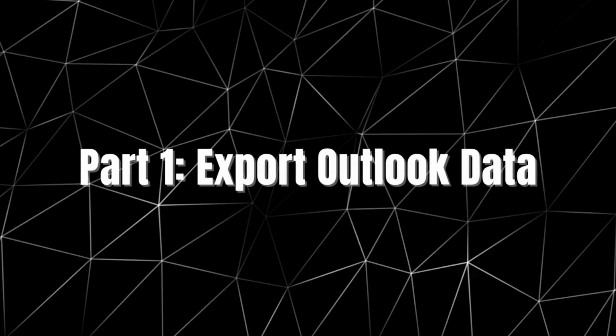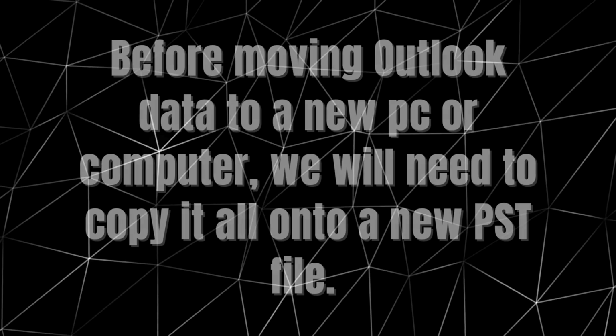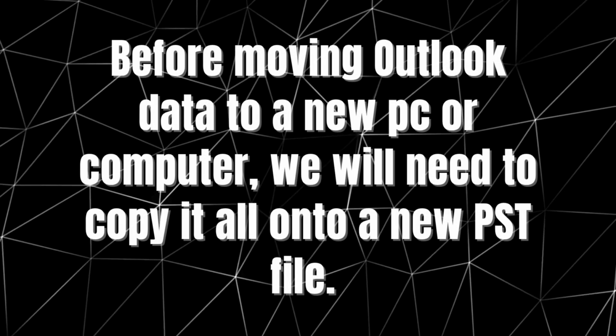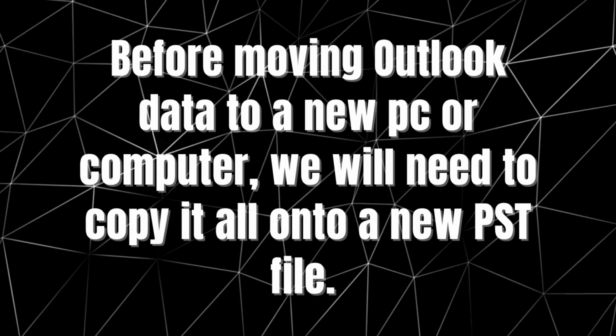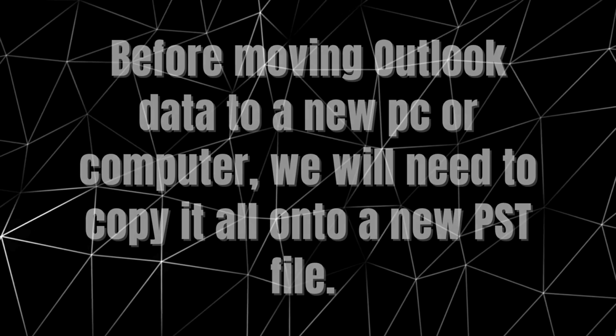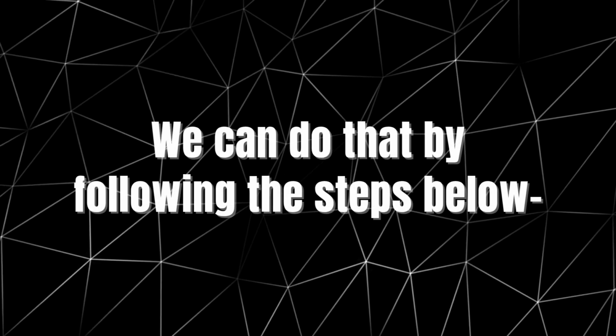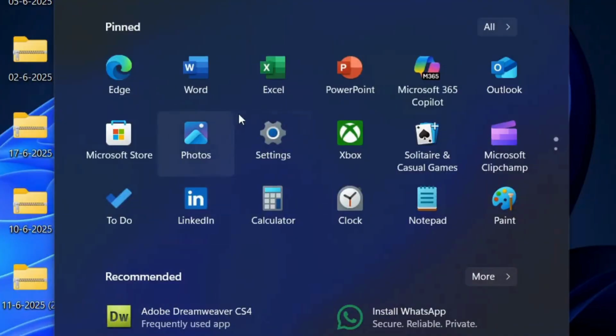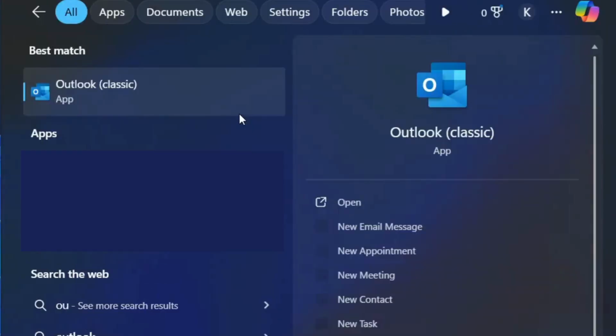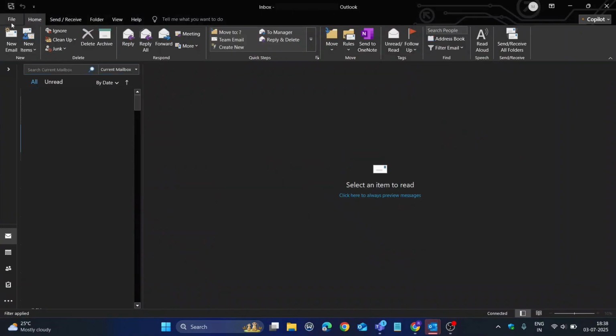Part 1. Export Outlook data. Before moving Outlook data to a new PC or computer, we will need to copy it all onto a new PST file. We can do that by following the steps below. Step 1. Open Outlook and open the File menu.